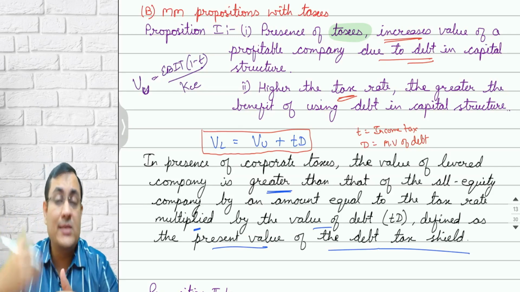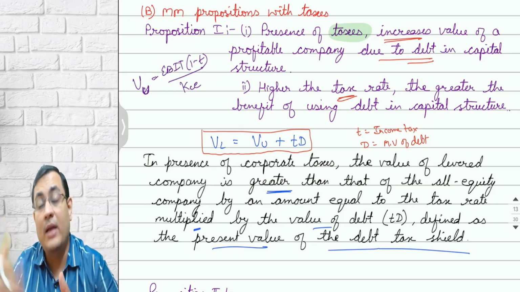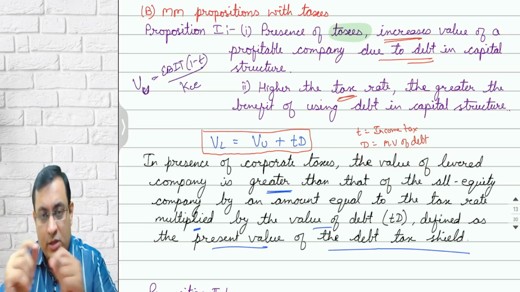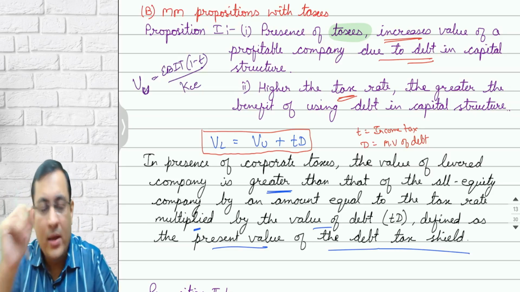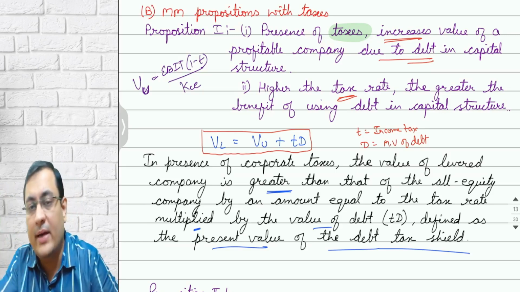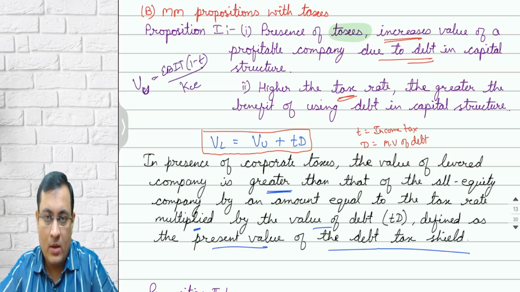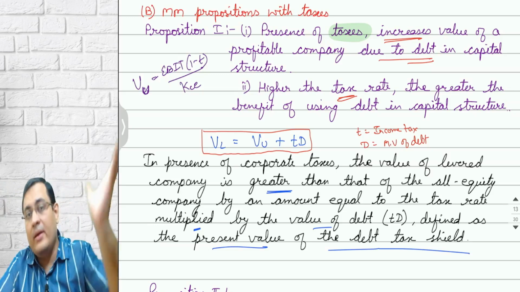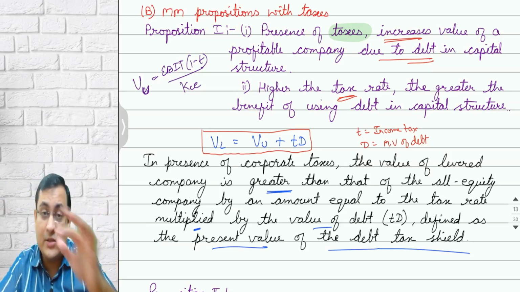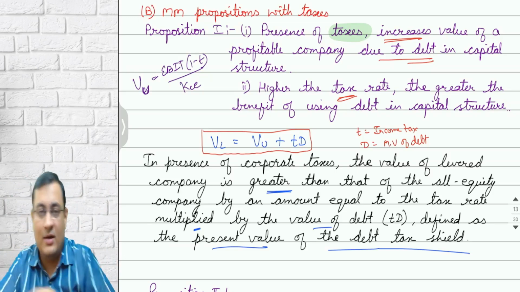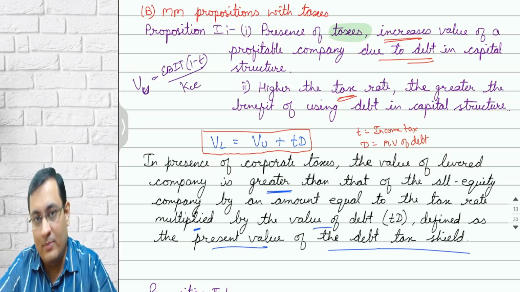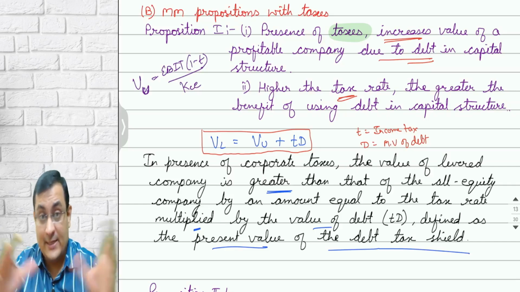So as you increase the debt in your capital structure, the value of the firm will increase by a calculation called T into D, that is, the corporate income tax rate multiplied by your value of debt. And even if the government increases the income tax rate, this is also going to add value to the overall value of the firm.